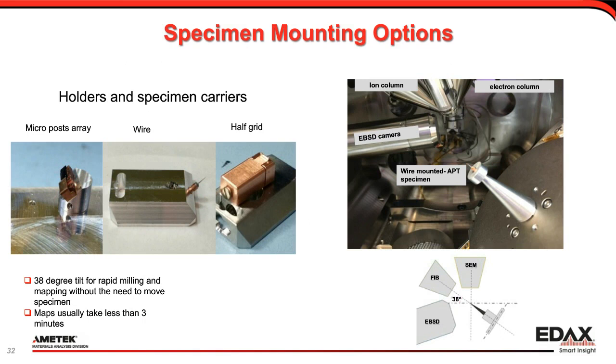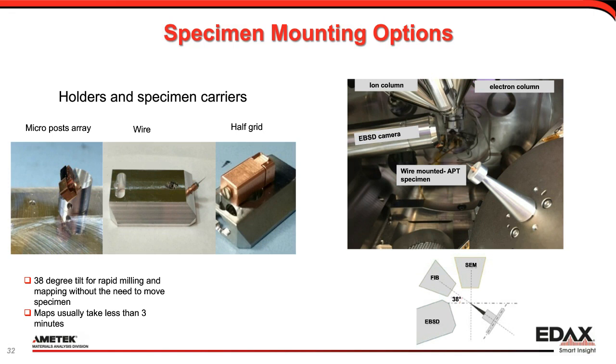As I think Renee mentioned, no special equipment is required for transmission EBSD beyond a special sample holder that will allow the beam to pass through the sample and be collected by our EBSD camera. And luckily for atom probe, we have several different options in what types of samples to use and how we can mount those in our microscope.